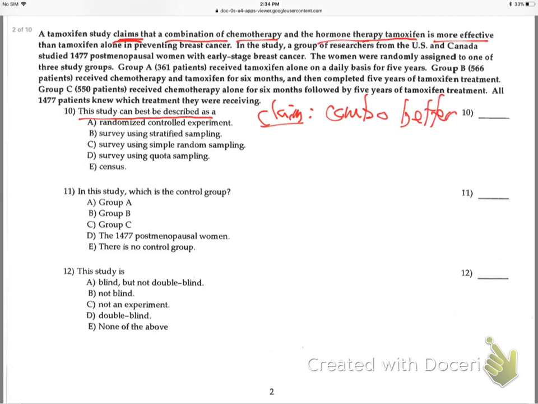That's the claim. And that's really important that you're crystal clear on what they're claiming, okay? Then let's go on from that. They did some study. Group A received tamoxifen alone.